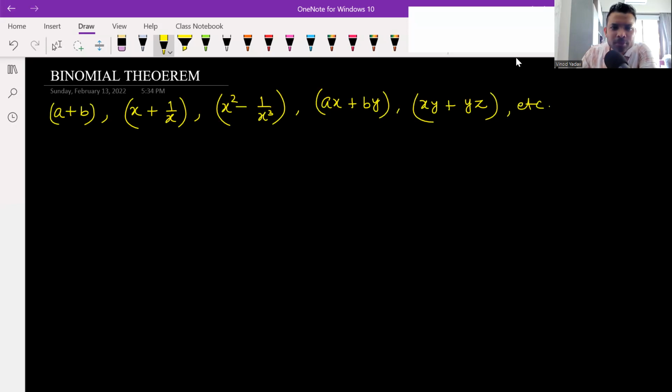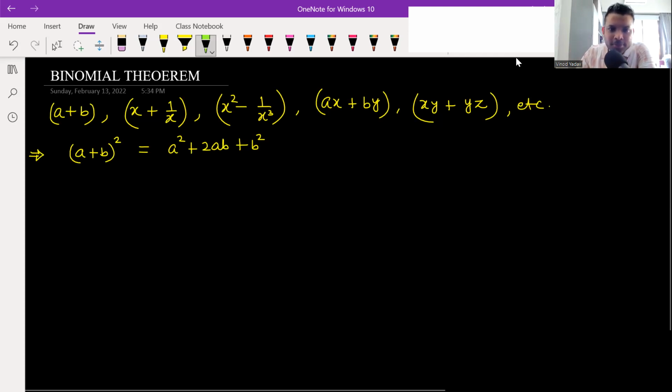And when I say theorem, first of all, the bare minimum thing which we already know is this: a plus b the whole square is nothing but a square plus 2ab plus b square, isn't it? I just expanded two terms. So a plus b the whole square means a plus b multiplied by a plus b.